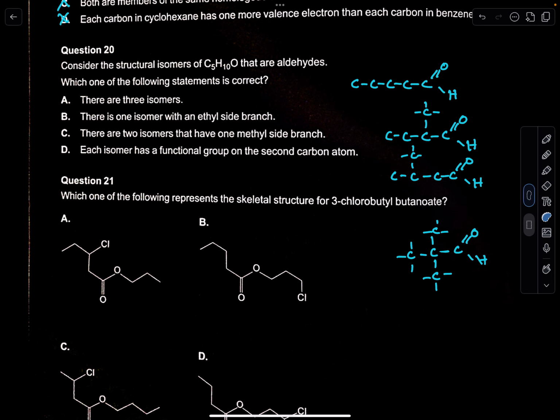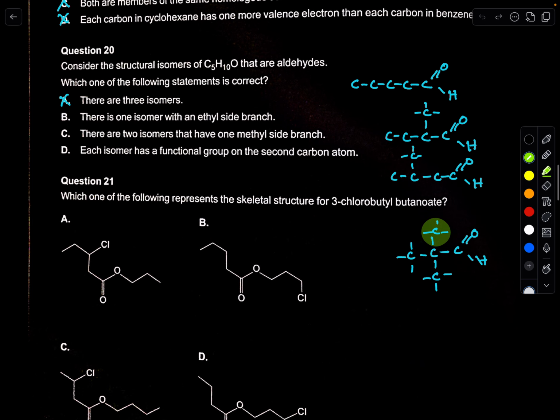So there are actually 4 isomers, not 3. There is one isomer with an ethyl side branch? This one has nothing, no ethyl parts here. This one is a methyl, not an ethyl. Methyl again, and these are all methyls here. None of them have ethyl. There are 2 isomers that have one methyl side branch. This one has a methyl and this one has a methyl. Only 2 of them have one methyl side branch. Looks like C is correct.